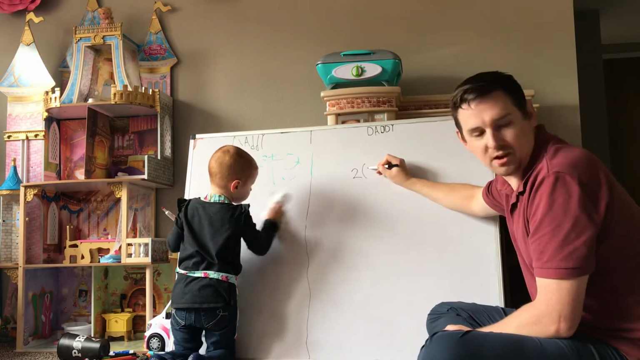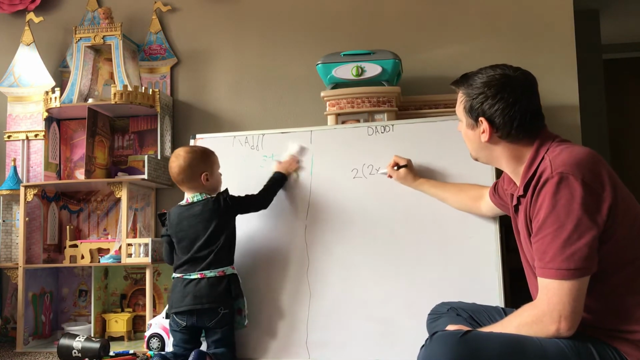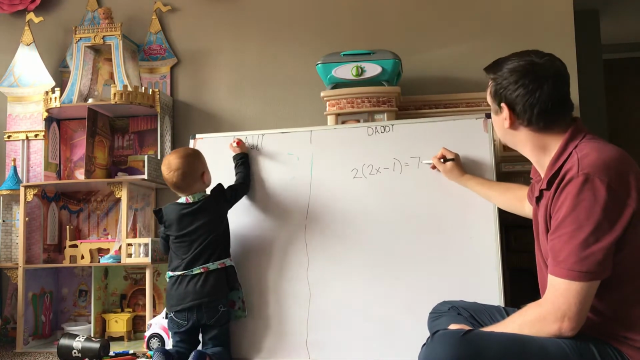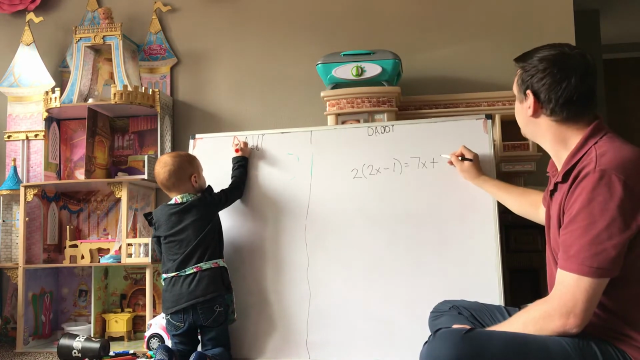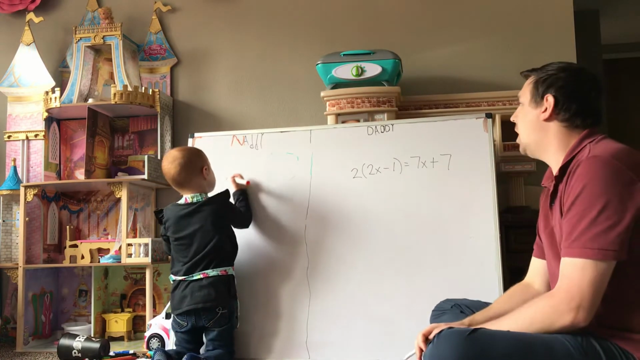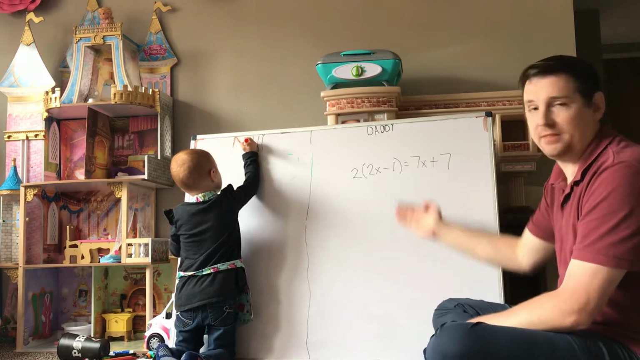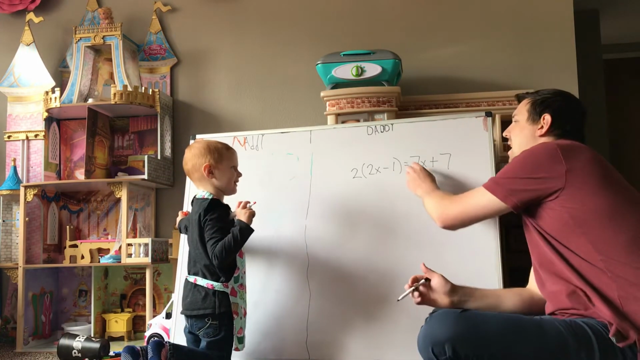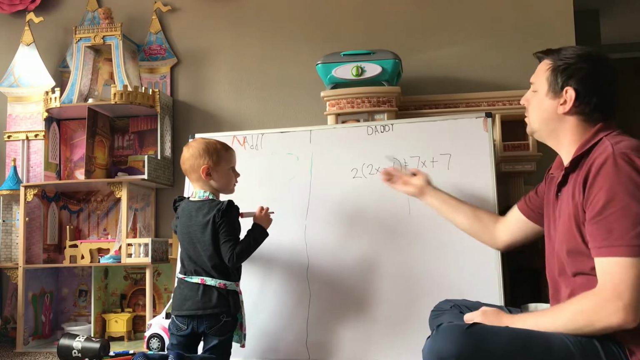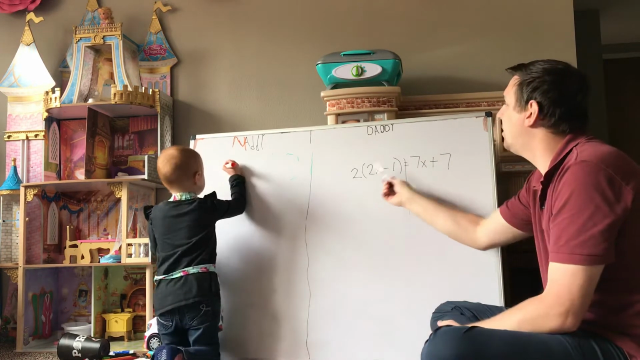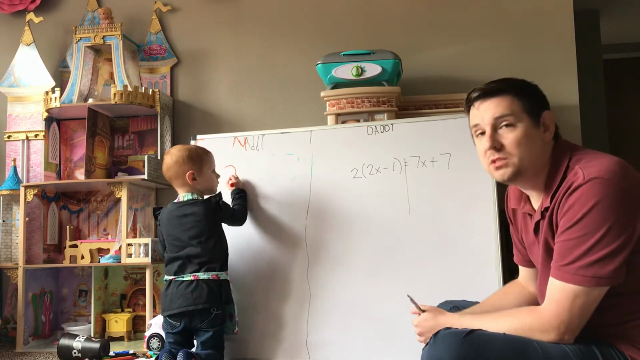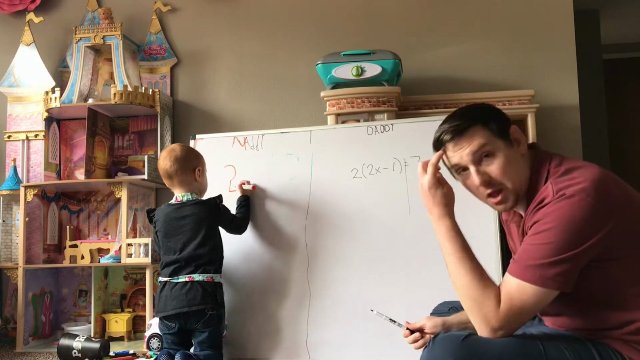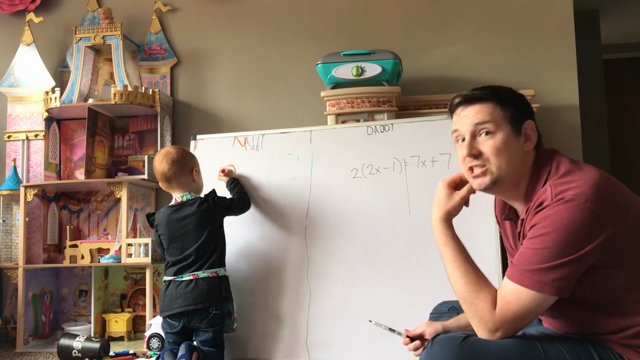Last one, we're going to kind of combine everything into one problem. A lot going on here on Daddy's side, okay? Over here, what do you notice is different? Mackie, I see that there's parentheses. Anytime you see parentheses and there's a number out front, what should you do? Distribute.